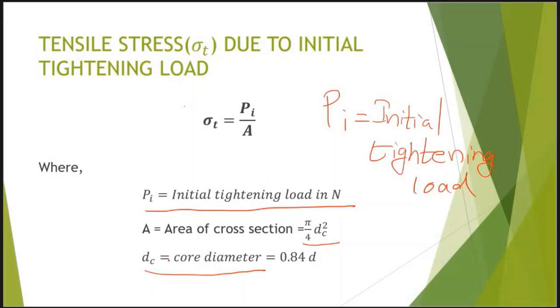Dc is also known as core diameter or root diameter or minor diameter. Its relation with the nominal diameter is 0.84 D. For example, if M20 is the bolt, we have 20 as the nominal diameter, small letter d. By multiplying the nominal diameter with 0.84, we will get the core diameter. So the area of cross section of the bolt is pi by 4 Dc square, and that is A, and the tensile stress induced sigma T is equal to Pi by A, where Pi is the initial tightening load.